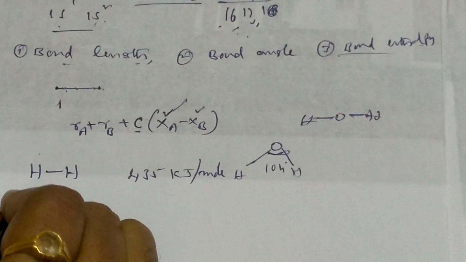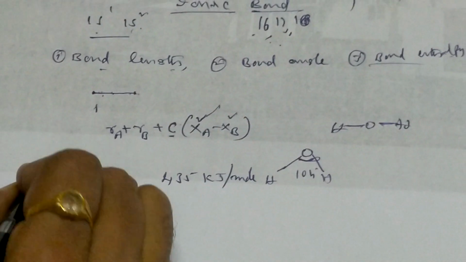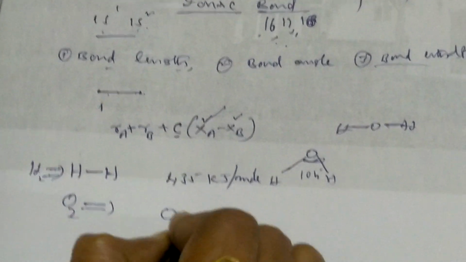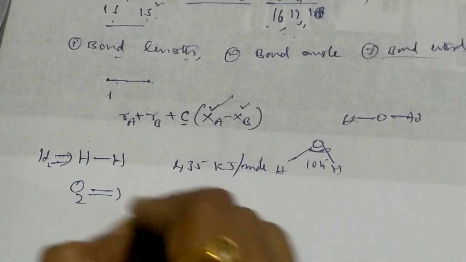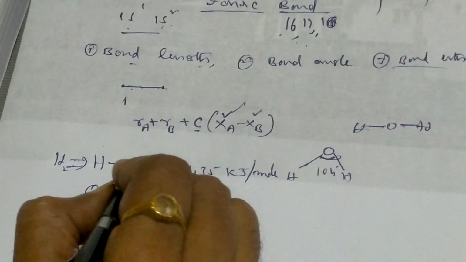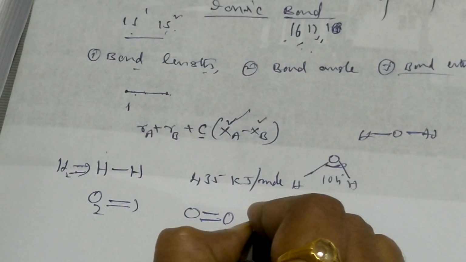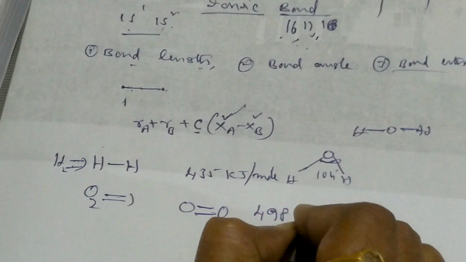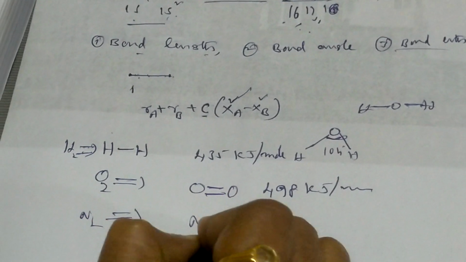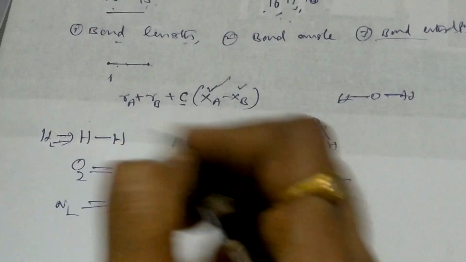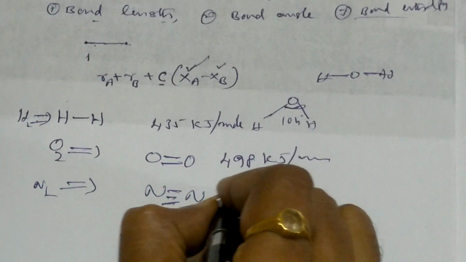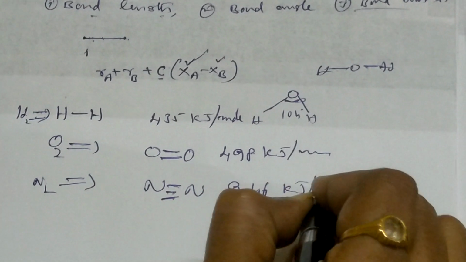Suppose oxygen: it is O double bond O. It is a double bond, so here it will be slightly more, because the attraction is more. So breaking hydrogen and breaking oxygen will not be the same. It is around 498 kilojoules per mole. If it is nitrogen, it is a triple bond, N triple bond N. That will be much more difficult to break. That will be around 946 kilojoules per mole.